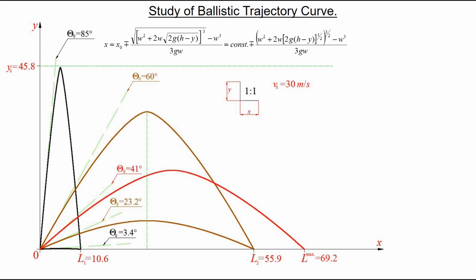Here is shown a numerical example of a projectile thrown with initial velocity v0 equals 30 meters per second at an angle of 85 degrees, shown here, which shares the same distance L1 as the projectile thrown at 3.4 degrees, shown here. The next region will share the same distance L2, at 60 degrees shown here, and at 23.2 degrees shown here. The unique maximum distance region is at 41 degrees, shown here.